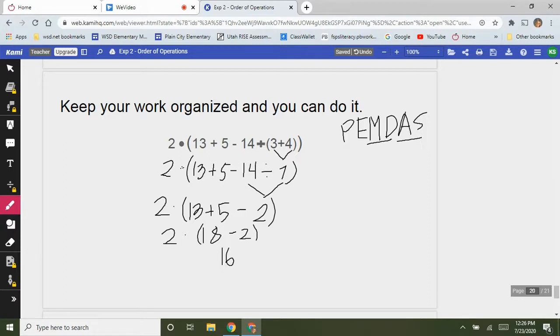Now I'm going to drop those parentheses because I've cleaned up everything inside of it. And 2 times 16 is 32. So hopefully that's what you got. Order of operations, you can get some long problems sometimes, but if you will simply keep your work all organized so you know what numbers you've used or what operation symbols you've used, and just follow the process.